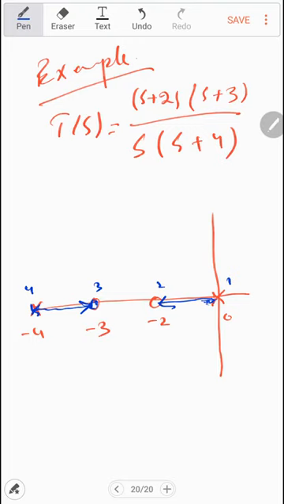So you see the number of the branches again is equal to the maximum of the number of zeros or poles, which is 2. So the number of branches is equal to 2. So this one was also straightforward.